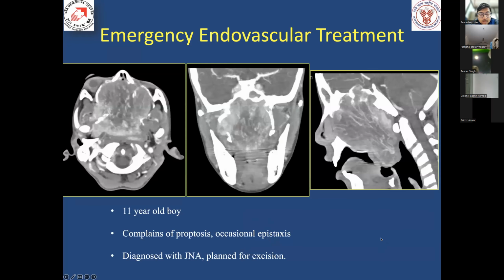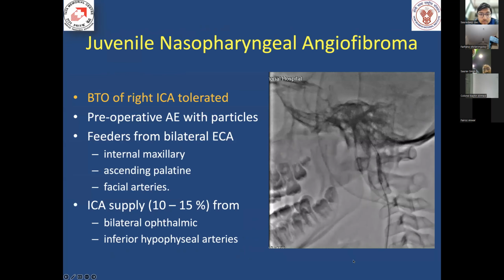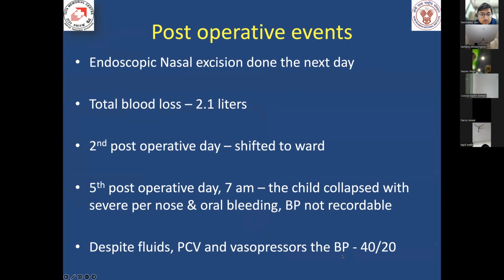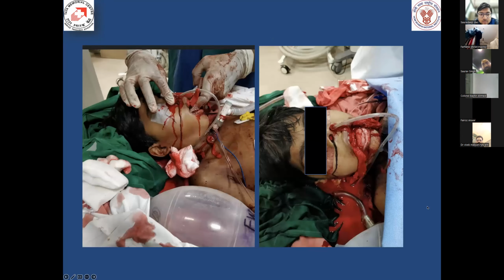So another post-op bleed, this is a case of JNA planned for excision. The surgery went on very well. He underwent BTO and tolerated it. After endoscopic excision of the tumor, there was just 2 liter blood loss. He was shifted uneventfully to the ward. But on the 5th post-op day, he had a profuse bleeding. He collapsed in the ward. He was shifted to IRC with a BP of 40/80.